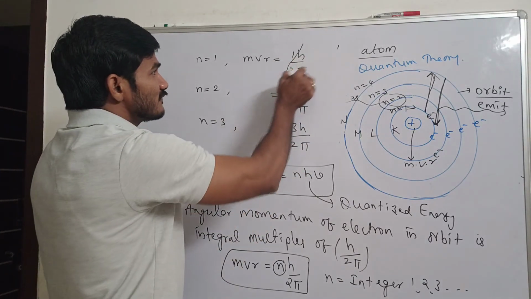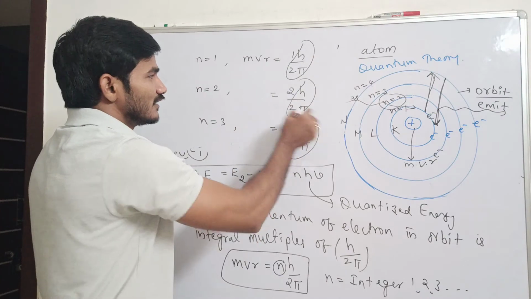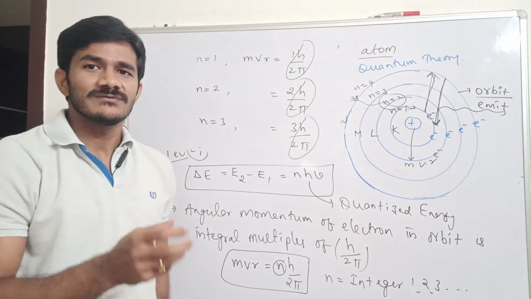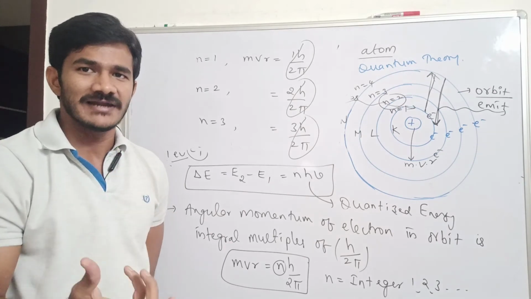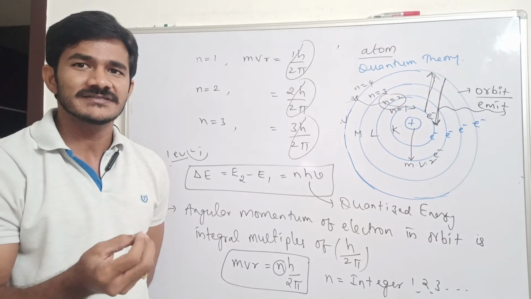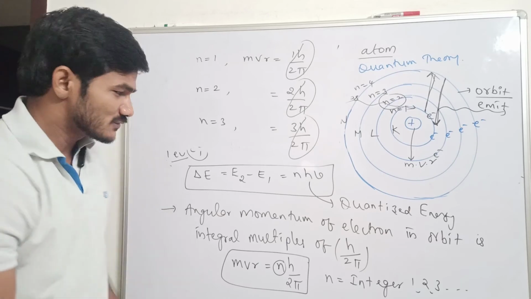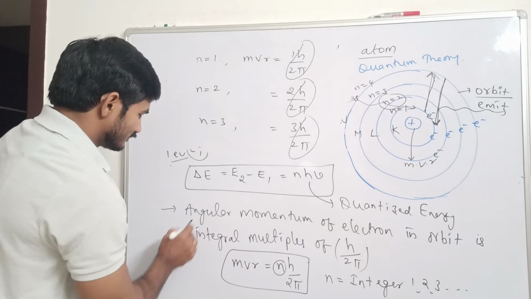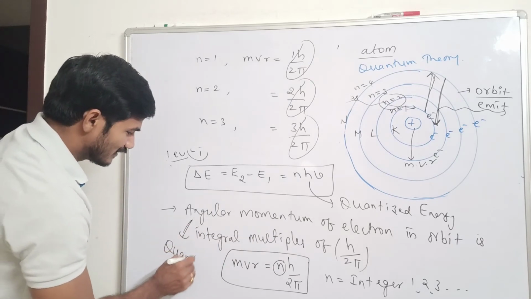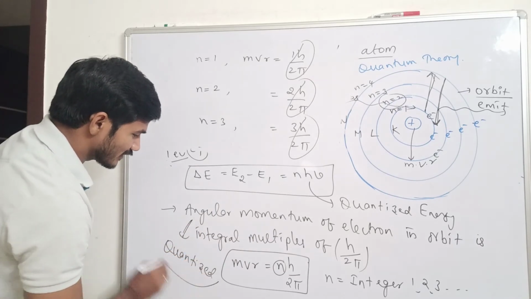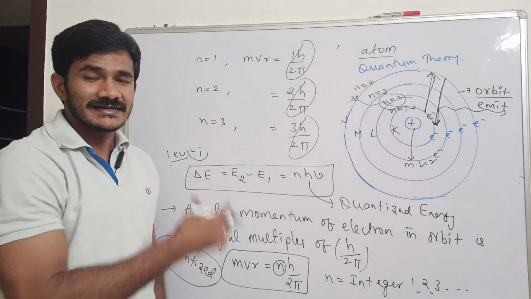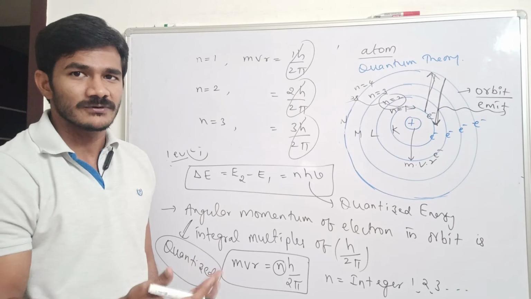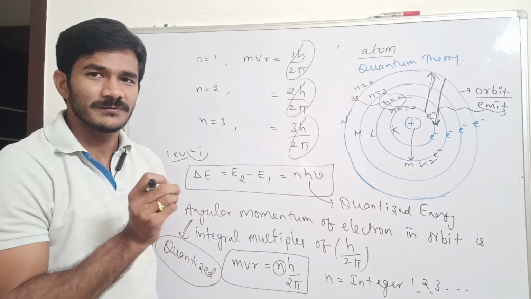Here h by 2 pi is a fixed value. So I told you, any property which is fixed by a particular value is said to be quantized. That's why the angular momentum of electron in orbit is quantized. Angular momentum of electron, like energy, is said to be quantized. That means only that type of energy level is possible. That value is fixed, h by 2 pi value is fixed.